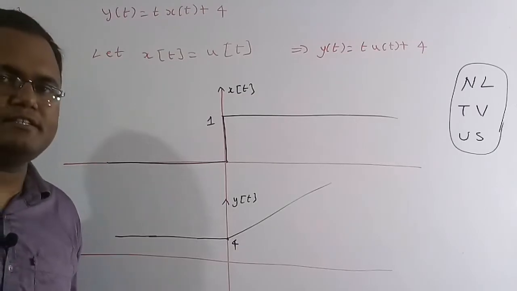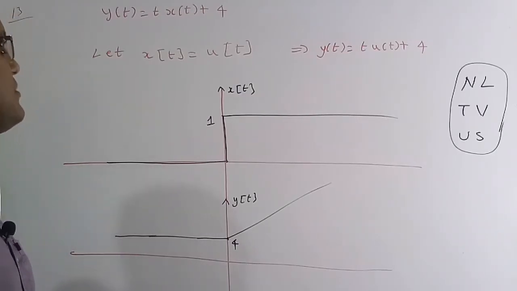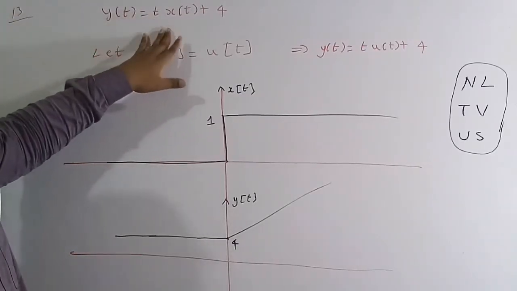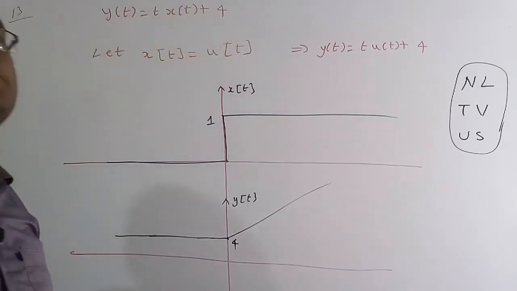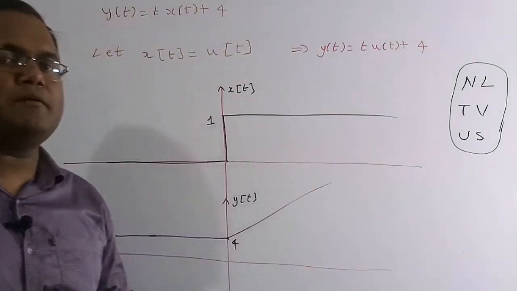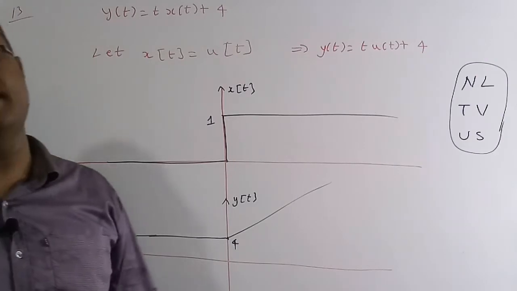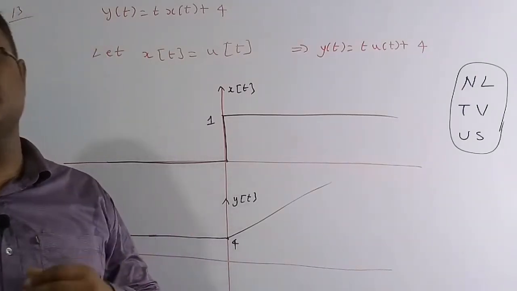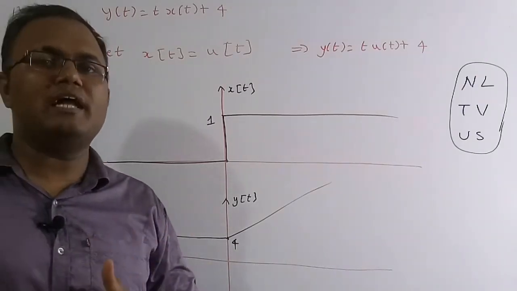Now we are going to check whether this system is a stable system or unstable system. The expression is y of t is equal to t into x of t plus 4. See, BIBO stability always tells that whenever the input is a bounded input, the output has to be bounded. Then only we are going to say that the system is said to be a stable system. Otherwise it is said to be an unstable system.